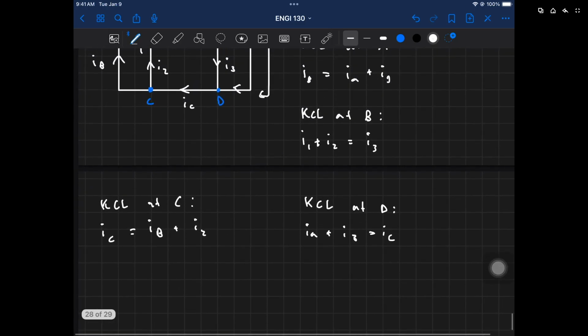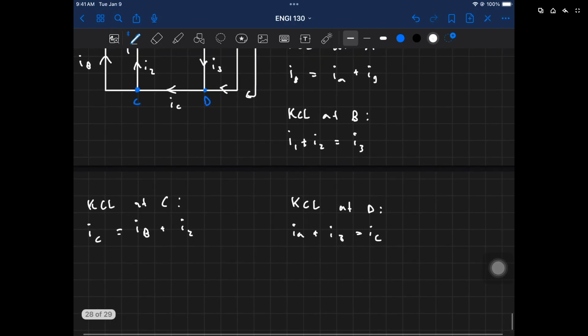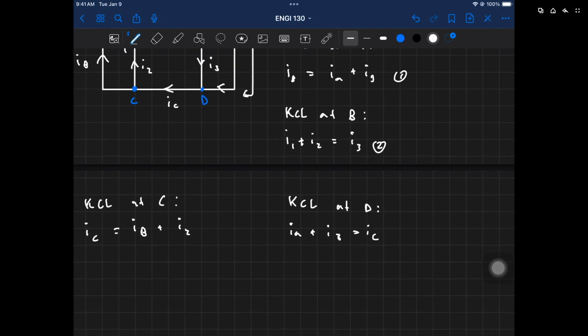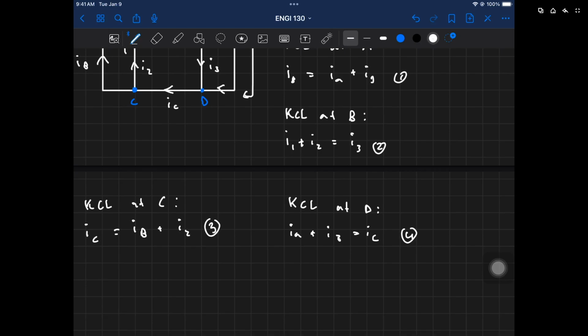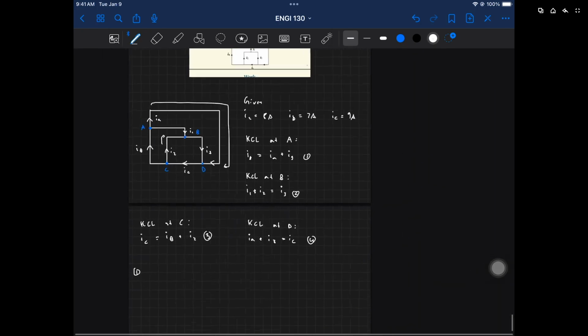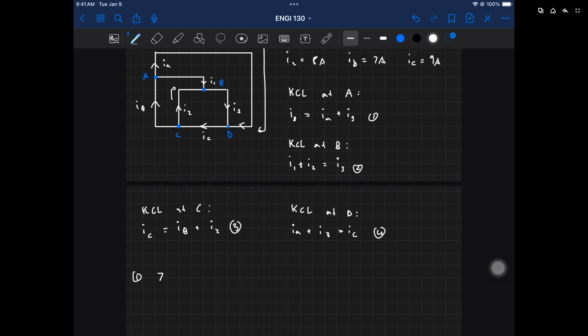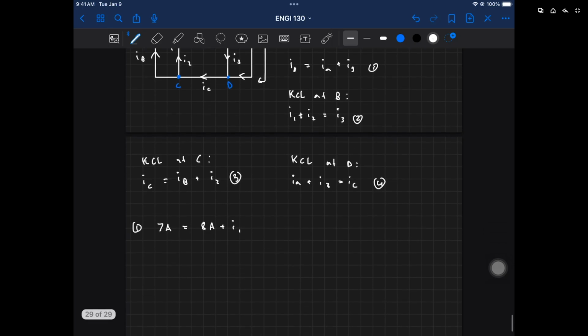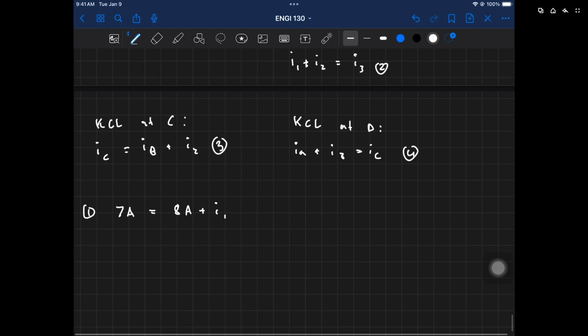So let's plug this stuff in. So we have equation 1, equation 2, equation 3, equation 4. Let's begin with equation 1. We have IB. IB is, remember, 7 amps. So we have 7A is equal to 8A plus I1. And we could just solve for I1, right? I1 is equal to 7A minus 8A, which is equal to -1. So we solved for I1 already. Boom.